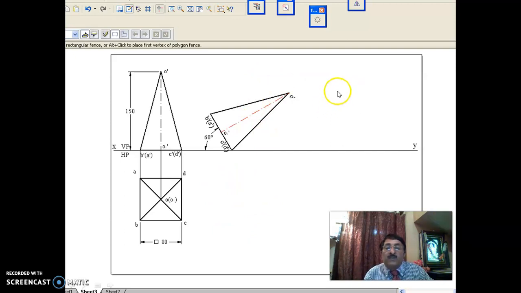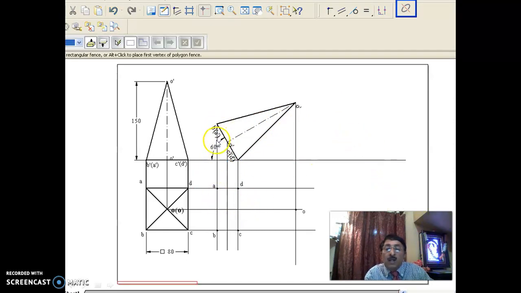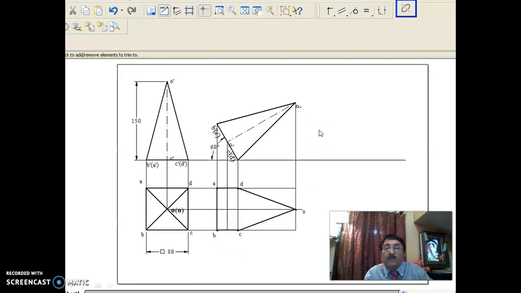For that, we have a procedure, and I'll tell you in the form of 3 steps. Step number 1 is, first get all the points from the other view. You draw the projectors and get all the points from the other view. As you see here, on this line you should get AB, on this you should get CD, on this you should get O. In that way, get all the points of the square pyramid in the top view. Now, once you get the points, join the outer boundary of these points. Once you join the outer boundary of these points, step 1 will be completed.